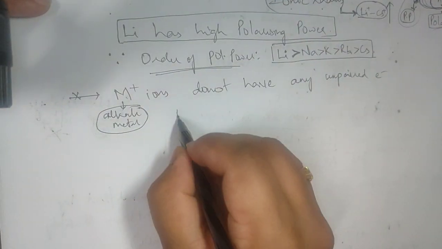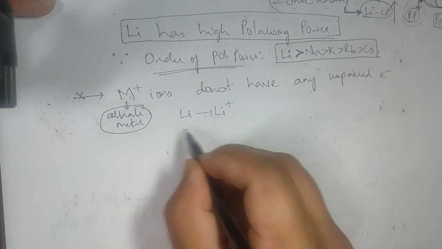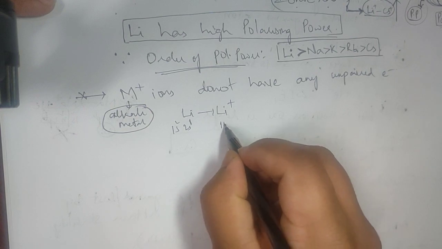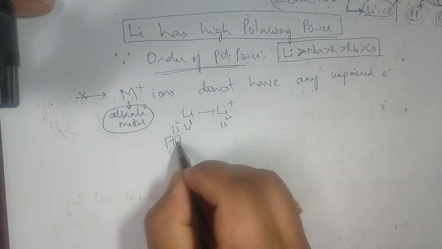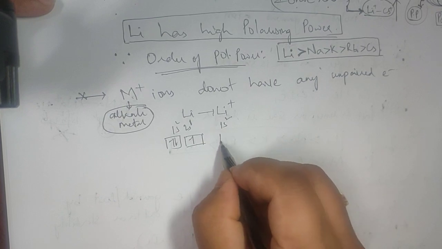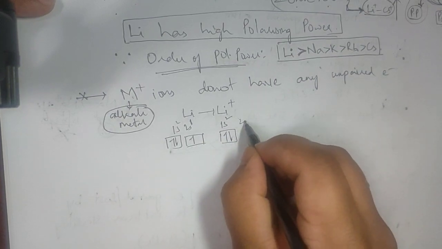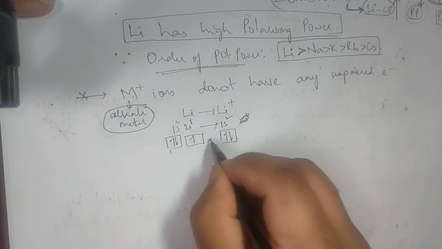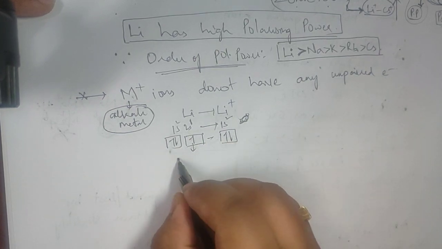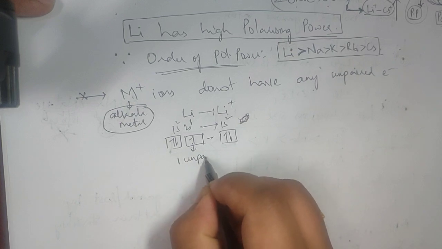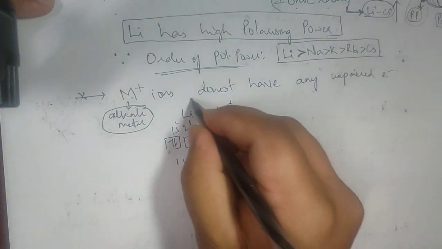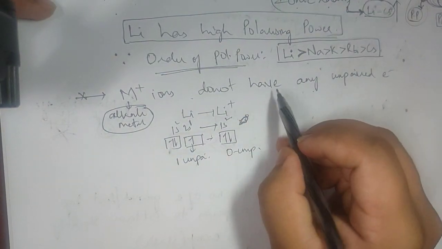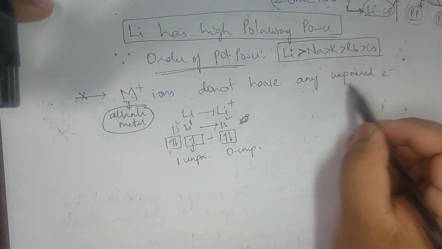See, in the case of lithium itself, if lithium becomes Li plus, it has 1s2, 2s1, so now it has just 1s2. If I represent it in blocks, this is 2s1, but here it has become only 1s2, 2s1 became 0. So I have one unpaired electron in the normal state, but in Li plus there are 0 unpaired electrons. So that's what I have written: M plus ions do not have any unpaired electrons.